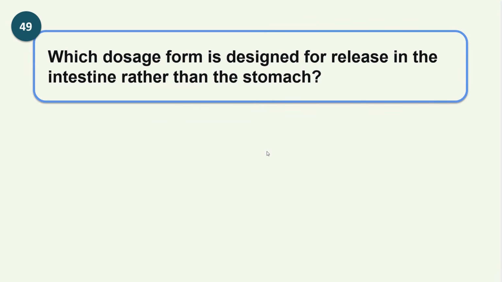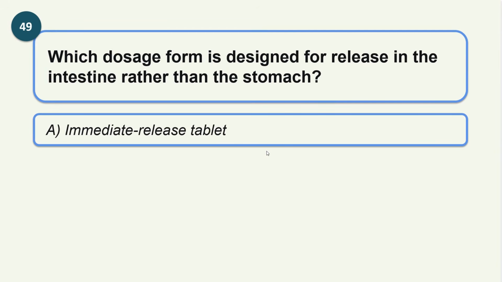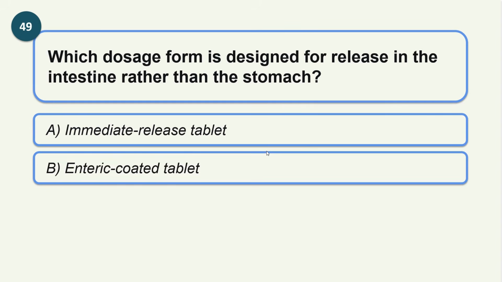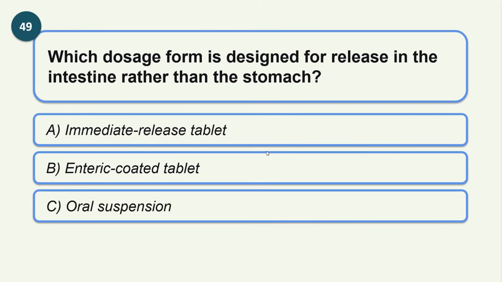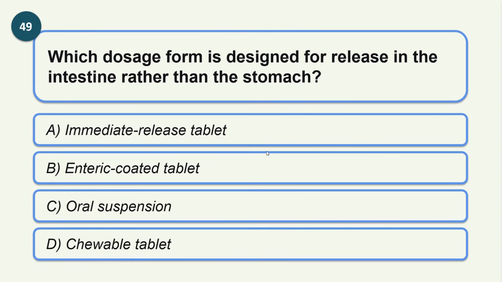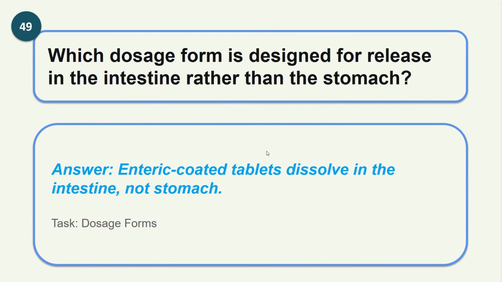Next, which dosage form is designed for release in the intestine rather than stomach? A. Immediate release tablets. B. Enteric coated tablets. C. Oral suspension. D. Chewable tablet. Correct answer is enteric coated tablets. Enteric coated tablets dissolve in the intestine, not in the stomach, therefore that avoids the stomach irritation side effect.